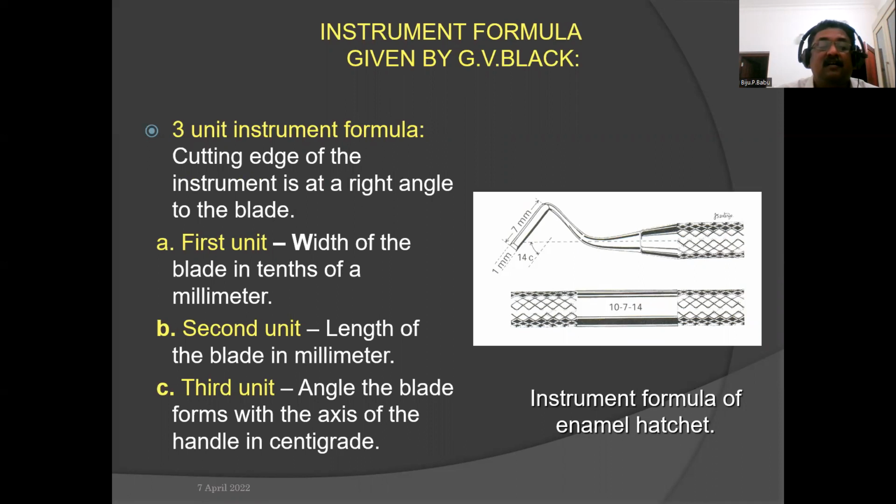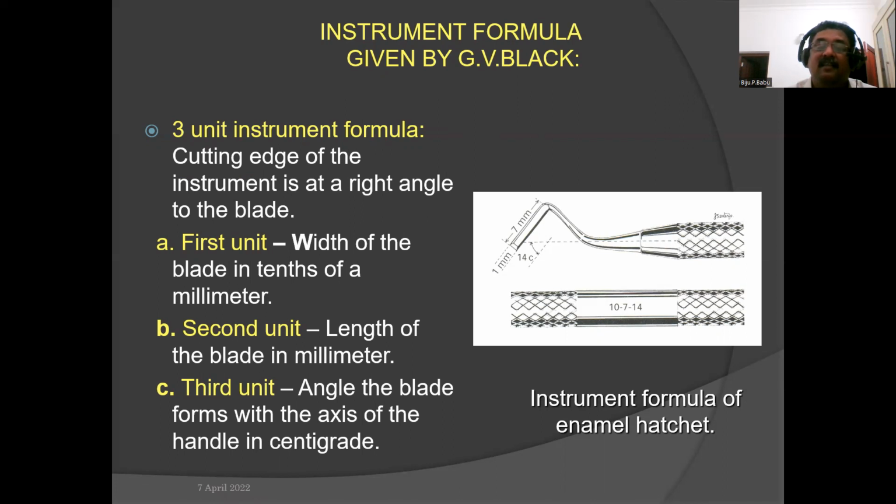The first unit denotes the width of the blade of the instrument in 1/10 of a millimeter. That means when you see the first digit 10, it tells you that the instrument has a width of 1 millimeter, that is 1.0 mm. The second unit tells you the length of the blade. That is 7. From here to here, the blade length is 7 millimeter.